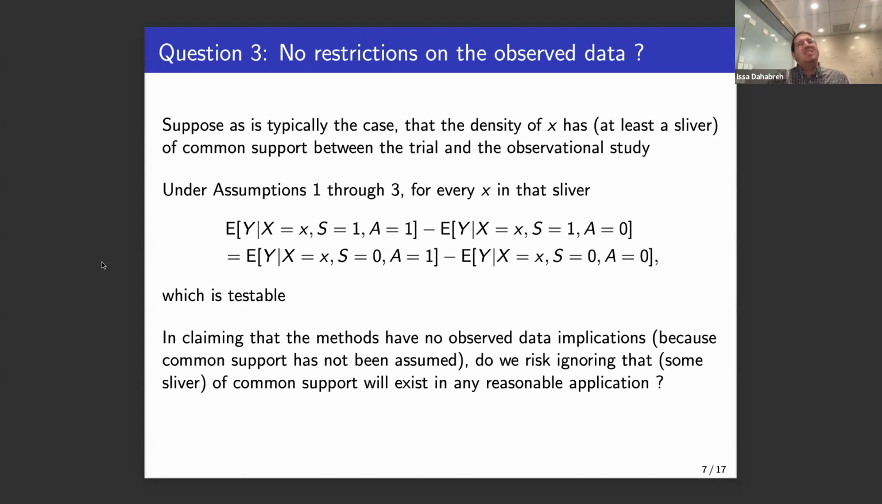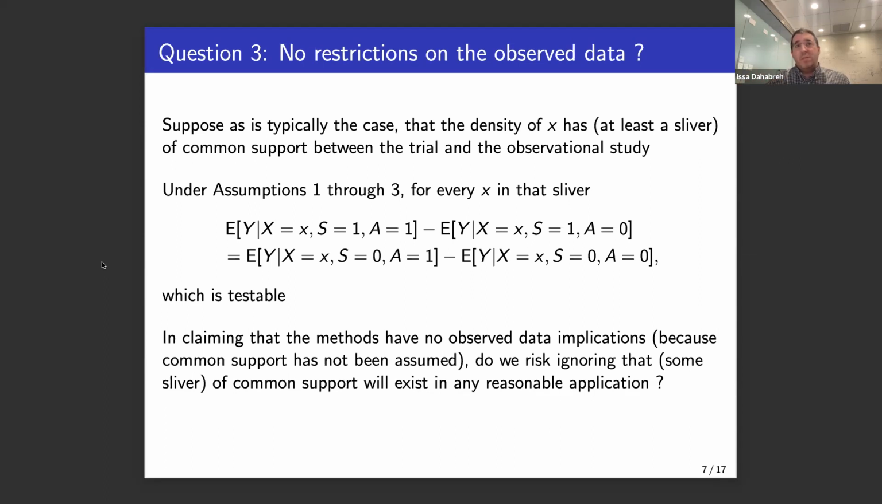my third question is: is it really, really true that there are no restrictions from the identifiability assumptions on the observed data? I understand that throughout the paper, there's no assumption that there is common support between delta 1 and delta 0. But in practice, the density of the high dimensional X will have at least some sliver of common support between the trial and the observational study. At least that's been my experience.